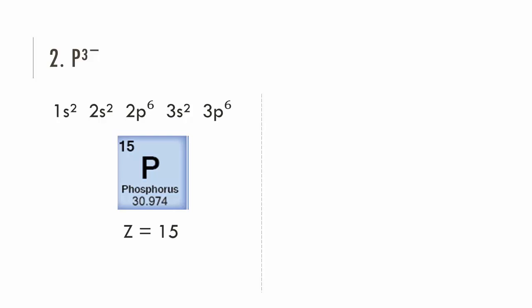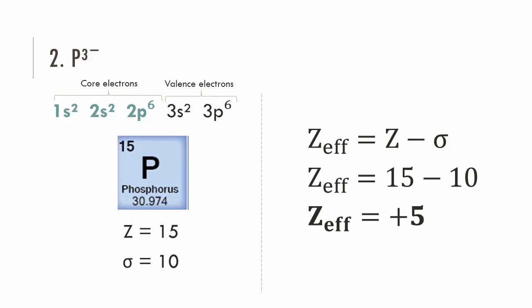For sigma, the addition of the electrons with a smaller principal quantum number than the electrons in the valence orbital gives us a value of 10. Putting these variables into our equation gives us an effective nuclear charge of positive 5.